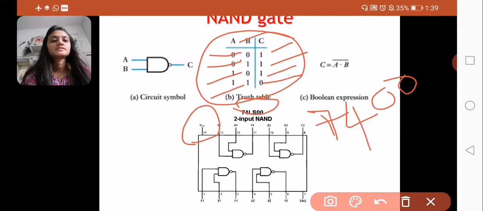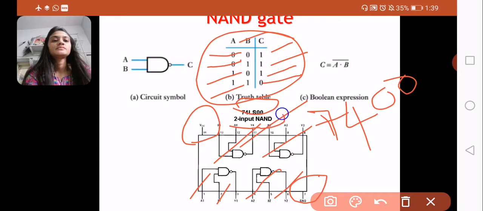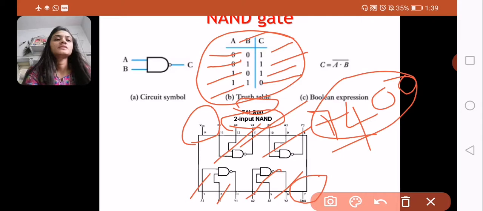Pin number 14 is VCC, pin number 7 is ground, and other pins are used for the input and output combinations. Here it is mentioned 2 input NAND. More than 2 inputs are also available, for 3 inputs or so on. So its IC number will differ. You can Google it. So this was the NAND gate. You have to remember all these things.